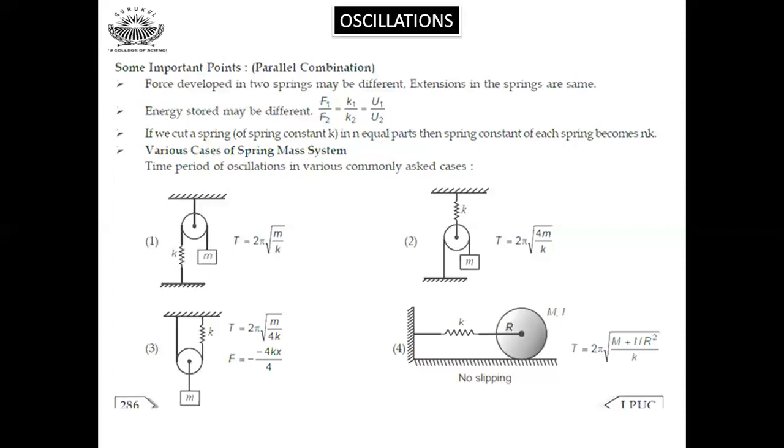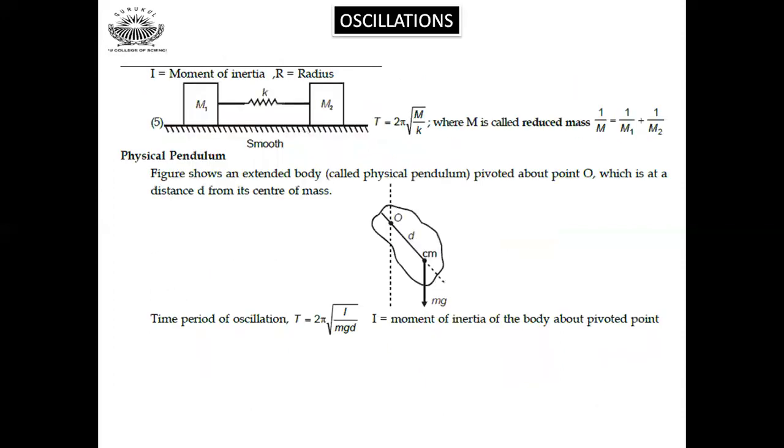Without slipping, this is how it will be. Next, I is the moment of inertia and r is the radius in the previous equation. Now in the fifth case, T equals 2 pi root of m by k, where m is the reduced mass of the system, and you can calculate it.